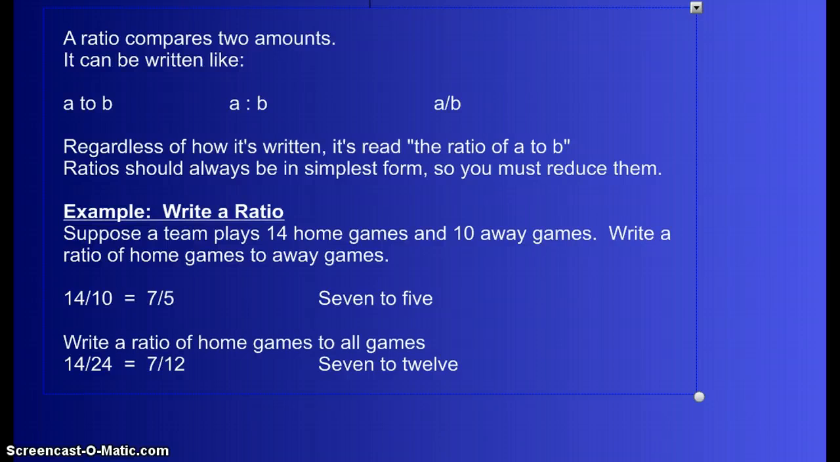Now, ratios always have to be in the simplest form, so you have to reduce them. You can't leave it like 50 to 25. You have to reduce that, all right? So it's just like a fraction in the simplest terms.